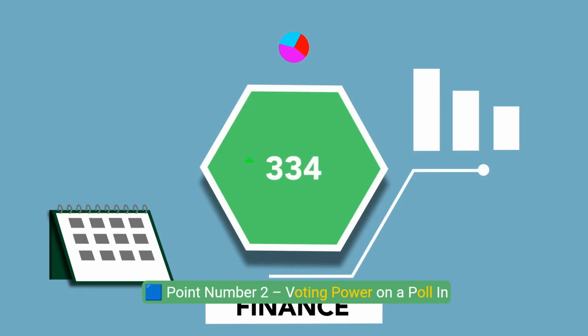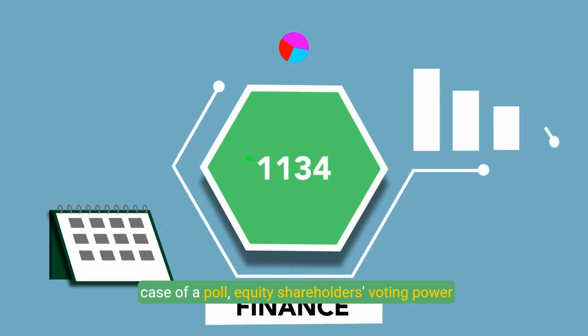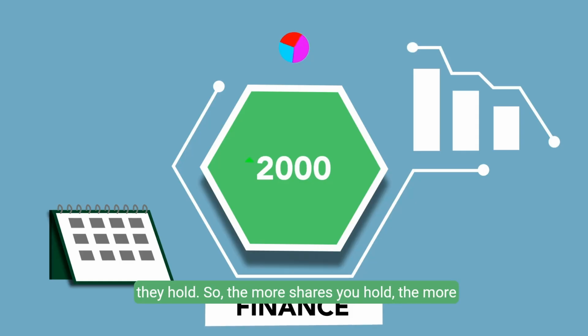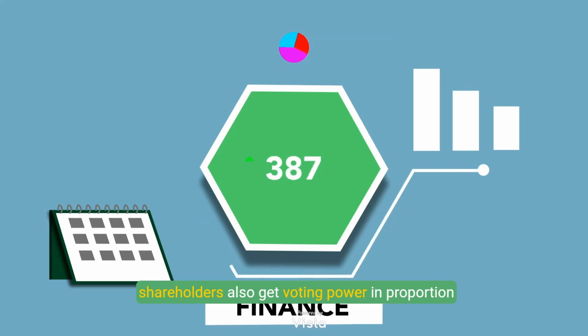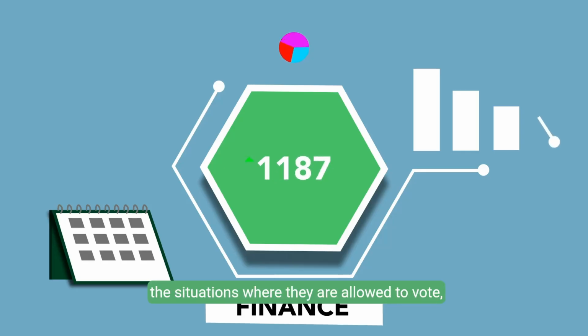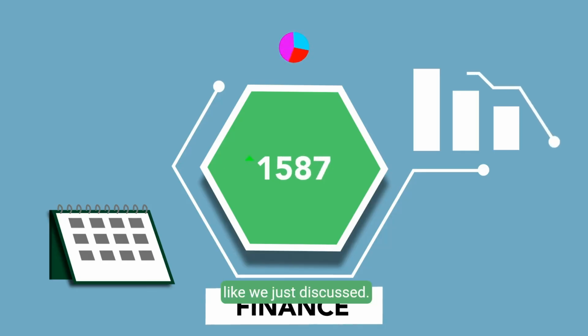Point number 2, voting power on a poll. In case of a poll, equity shareholders' voting power is proportional to the number of equity shares they hold. So the more shares you hold, the more voting power you get. Similarly, preference shareholders also get voting power in proportion to their paid-up preference shares, but only in the situations where they are allowed to vote, like we just discussed.